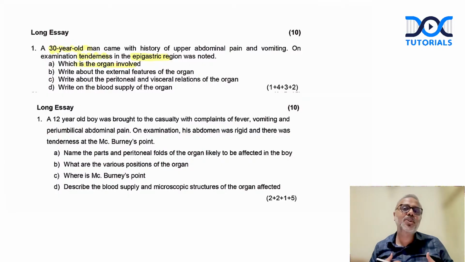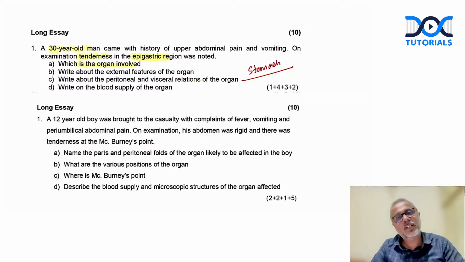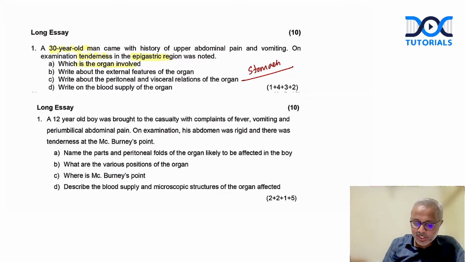This is why we should know about the location of the organs. If it is left hypochondrium, it is more likely the examiner is asking about the spleen. If it is right hypochondrium, the examiner is asking about the liver. If it is epigastrium, the examiner is trying to ask about the stomach, right? So this is about the stomach, its external features, peritoneal and visceral relations, blood supply.